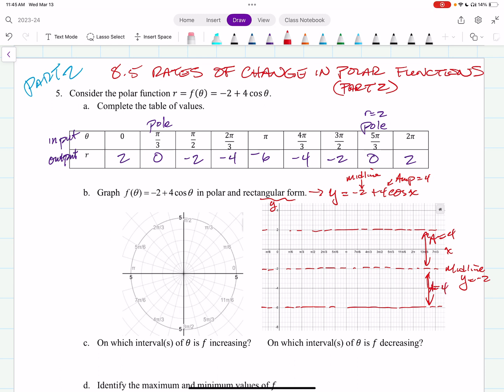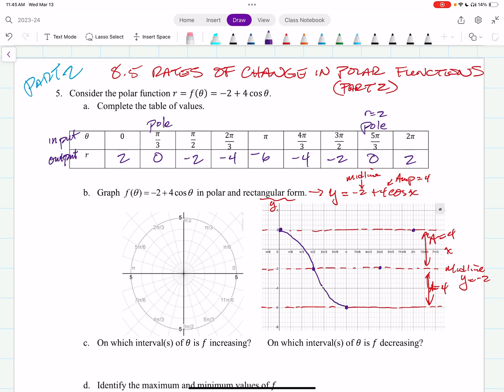Remember the basics of the cosine function, which starts at a max. At 0 you get 2, so it starts up here. Just look at the table. Then at pi halves it hits its midline, and then at pi it hits its minimum. I think I said max earlier, I meant minimum. That's its lowest value right there, and then back to the midline again, and then up at 2 pi. Then you just sketch your function like you normally do.